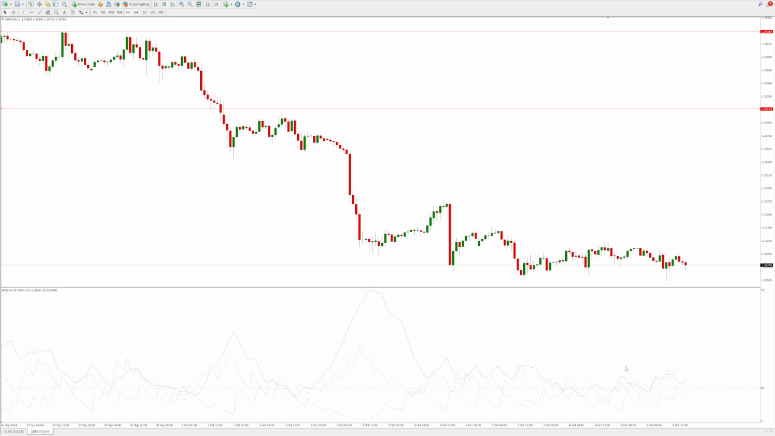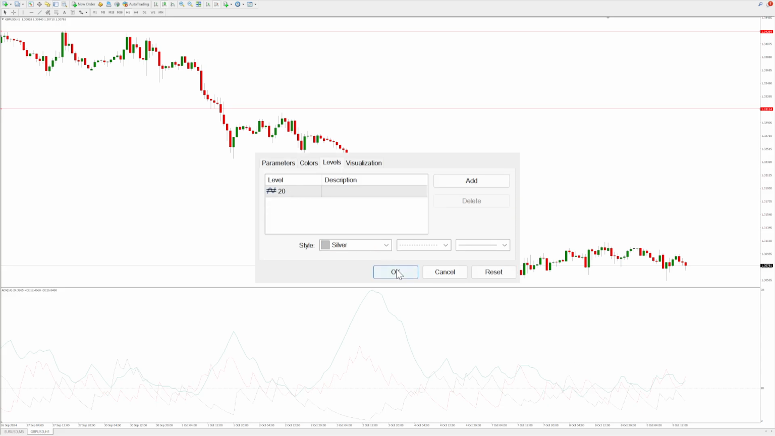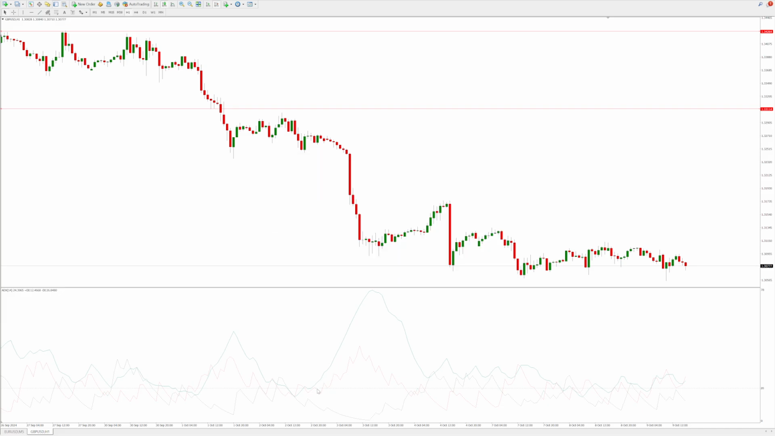I've added the 20 level here to the ADX. You can do that from the levels. The reason I've added 20 there is because I find that when this main line is above 20, it signifies momentum in the direction of the trend that is indicated by these other lines here. Markets tend to be ranging as it falls near or below the 20 line.